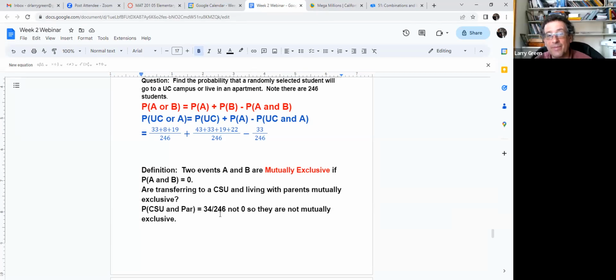The definition is the probability of A and B equals 0, but in words, if they have overlap, then they're not mutually exclusive. If they don't have overlap, they are mutually exclusive.